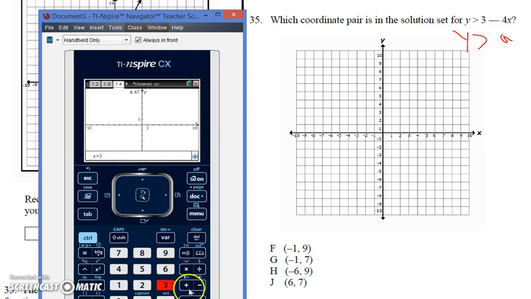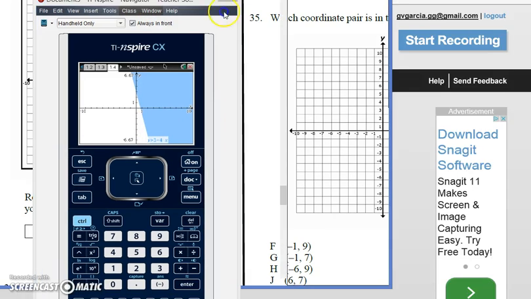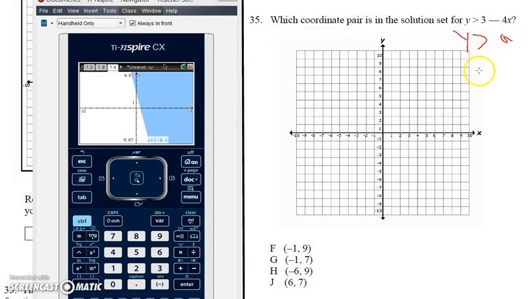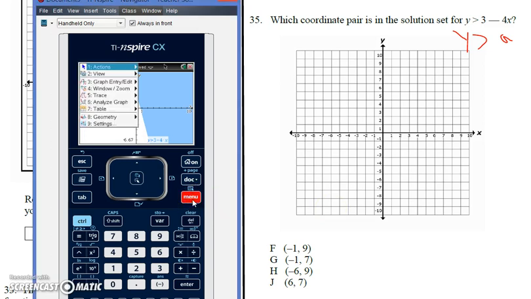And it says 3 minus 4x. And I notice it was shaded above, okay? And I need to know which of these answers actually gives me a solution. A solution means that the point is where? Is on that shaded region. So in order to check, I'm going to go menu. I'm going to go 8 for geometry.